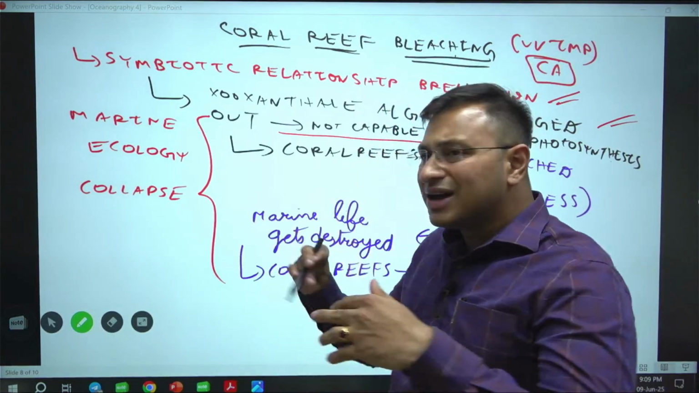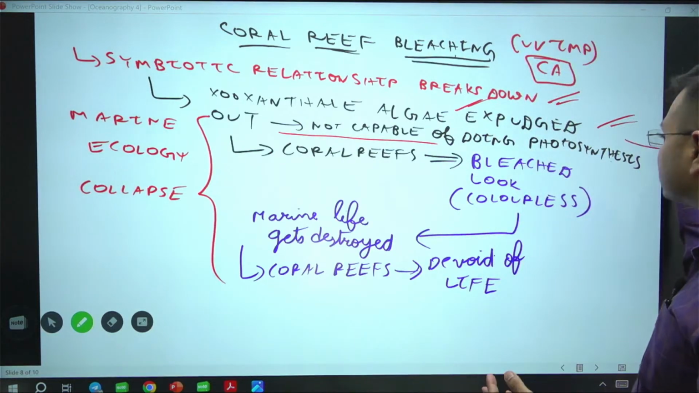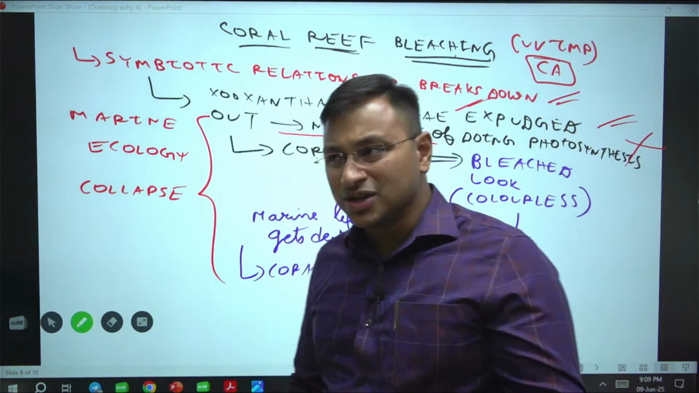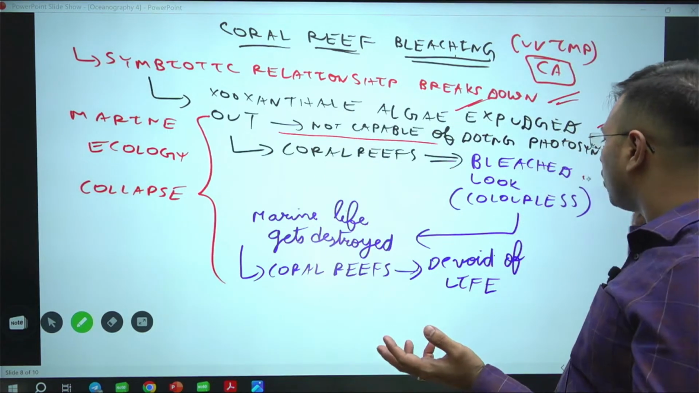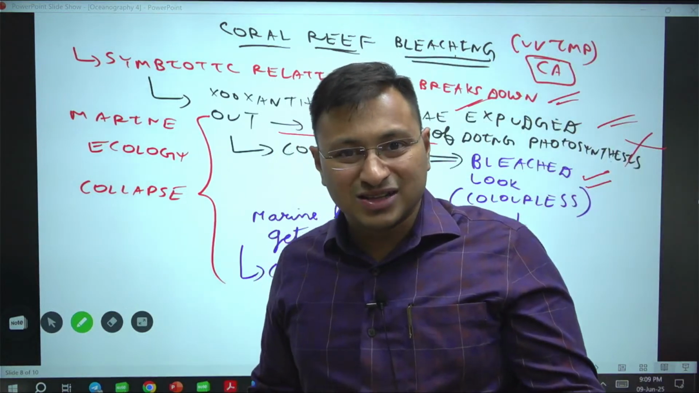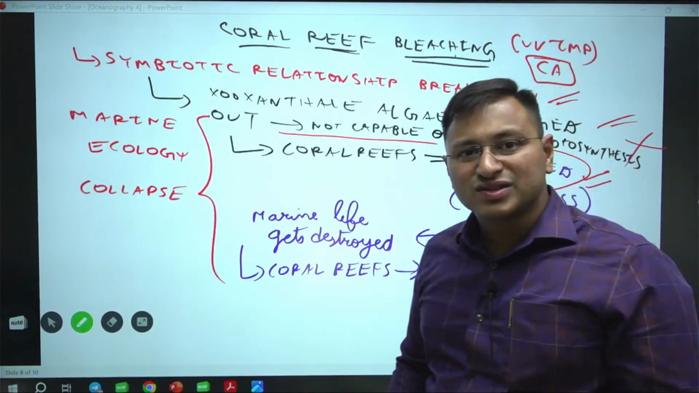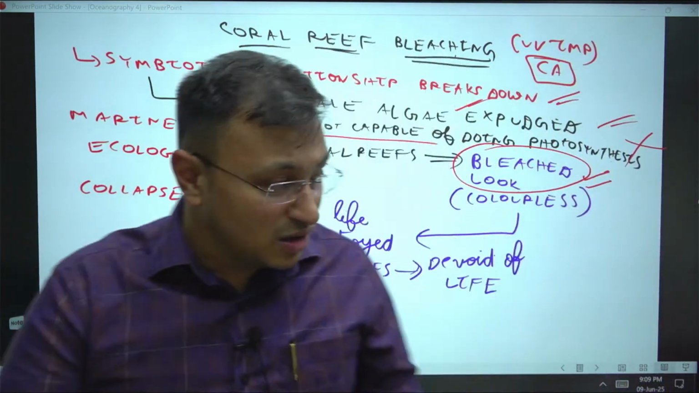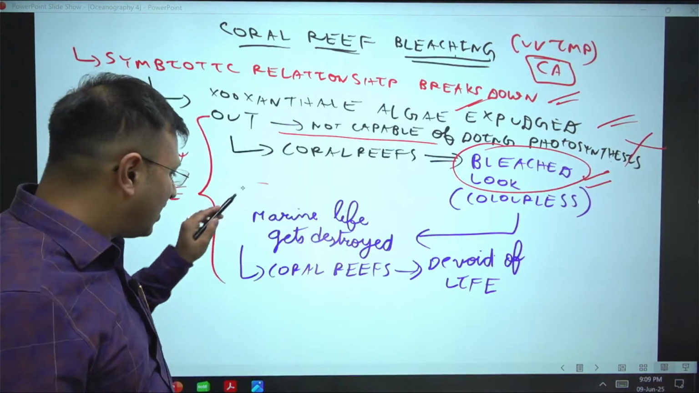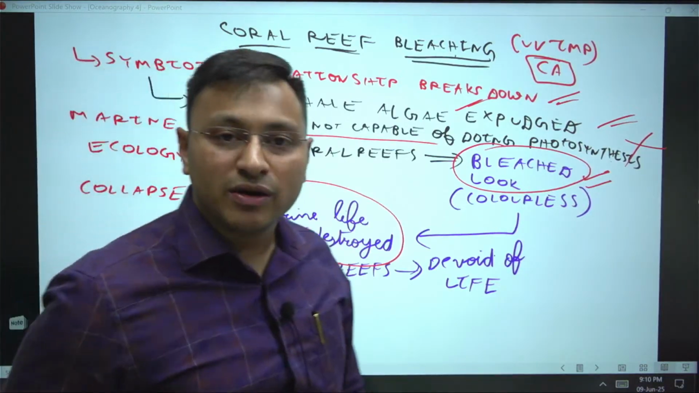And as soon as it is thrown out, your photosynthesis completely stops. As your photosynthesis completely stops, the coral reefs will not be able to have the colored look. So they will all get a bleached look. As soon as they look bleached, marine life is no longer attracted towards it, and your entire reef system becomes devoid of life.